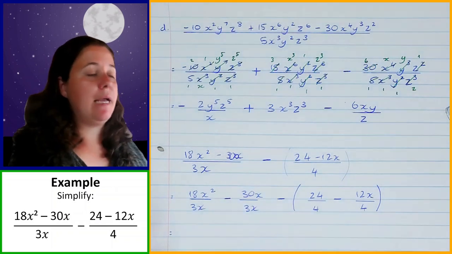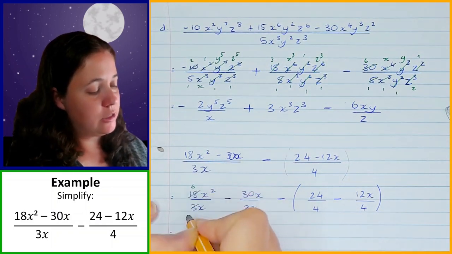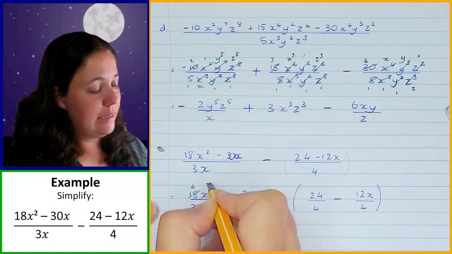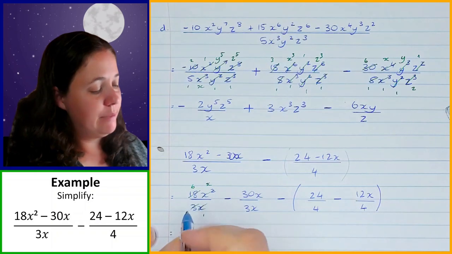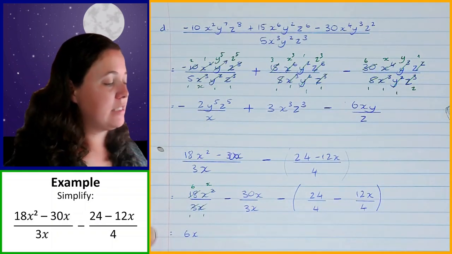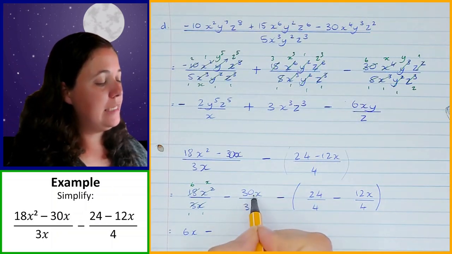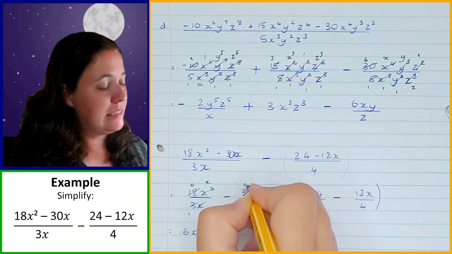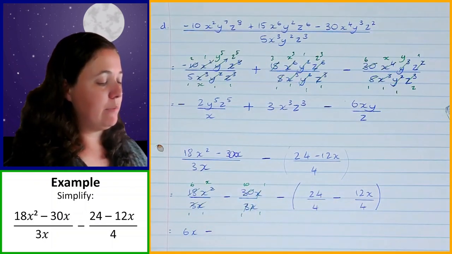In the same way as we are used to doing. So I've got over here, 18 over 3 gives me 6 over 1. X squared over x gives me x over 1. Over here, let's simplify that, that gives me 6x. My denominator is just 1, so I don't have to write it. Then I've got minus 30 over 3 is 10 over 1, and the x's cancel. So that gives me minus 10.